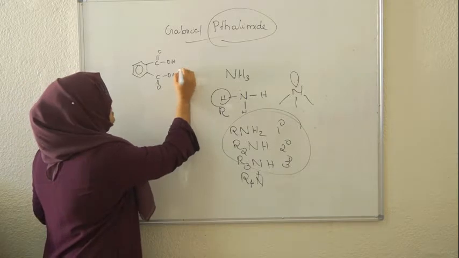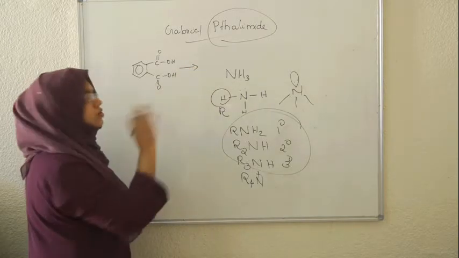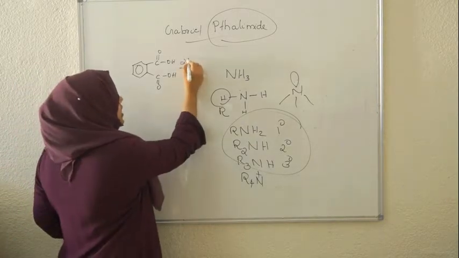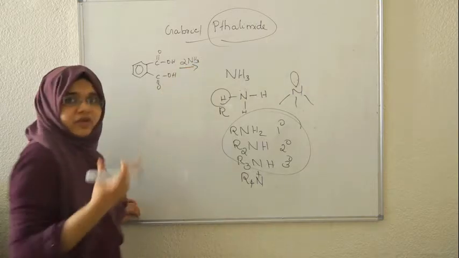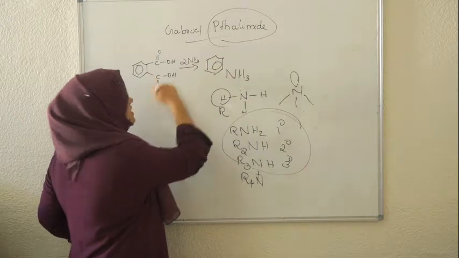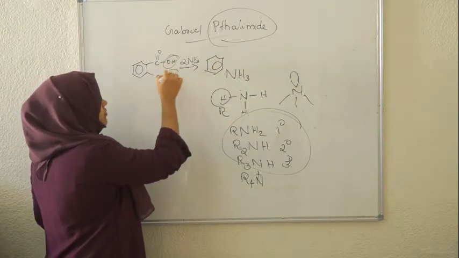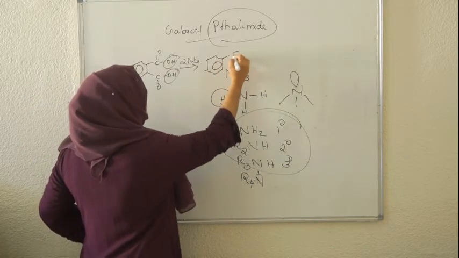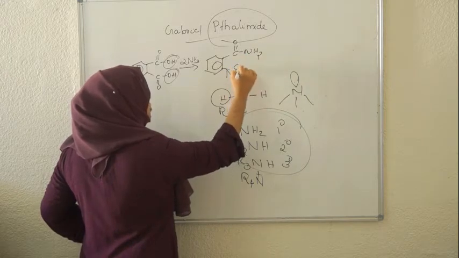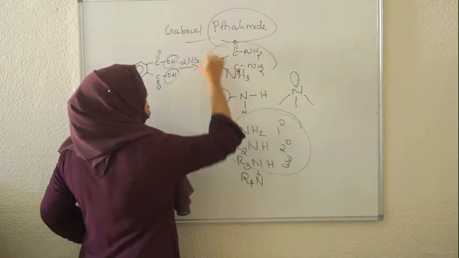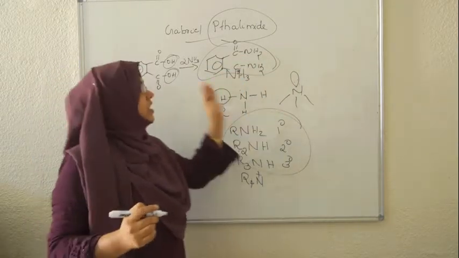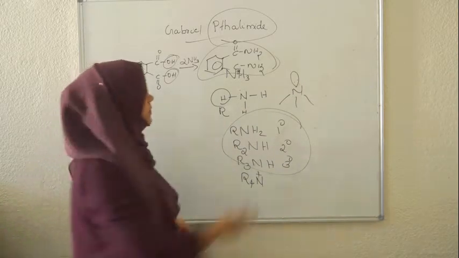So this is phthalic acid. We are adding 2 molecules of ammonia, 2 molecules of NH3. If we add NH3, what happens? We will get amides. See what happens when NH3 is added? This will be replaced. Okay, then we will get C double bond O NH2. Here also C double bond O NH2. This is a diamide.